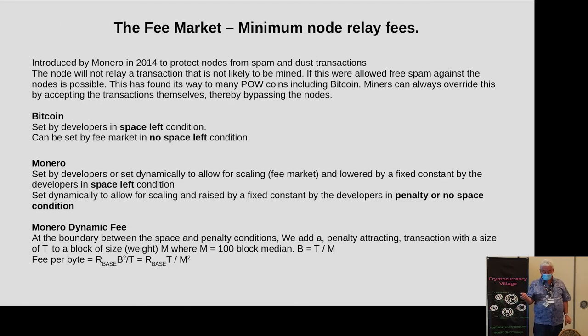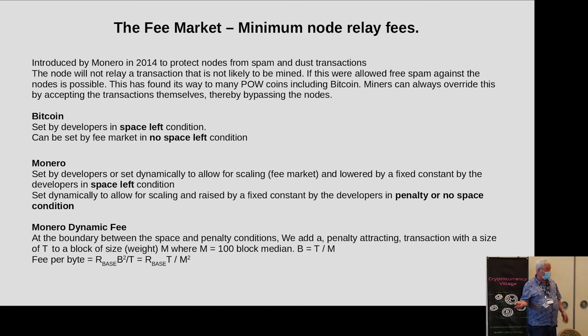Okay. The next thing we look at is minimum node relay fees. We've thought about minimum fees in Bitcoin, in Monero and Dogecoin, all sorts of different ones. These fees are not fees imposed by miners or economists. What it is, is that the nodes will not relay a transaction unless they feel the transaction is minable. It was actually introduced in Bitcoin in 2014 in response to an attack. And the idea is, well, if you can't mine the transaction, we're not going to relay it. It was adopted by a whole bunch of other coins, like Litecoin, Dogecoin, right across the board. So this is a Bitcoin development. In a space left condition where you have space in the block, theoretically that fee should be zero. And in fact, that's what happened in Bitcoin. Most transactions in Bitcoin were free.